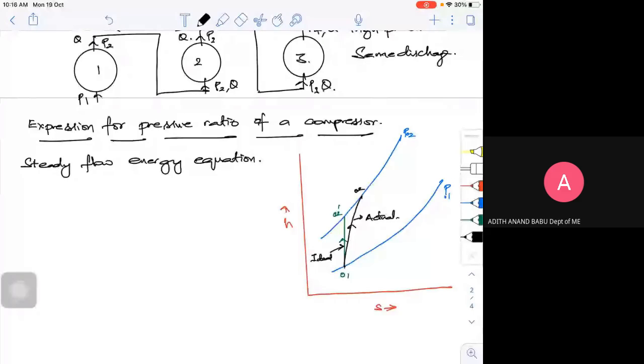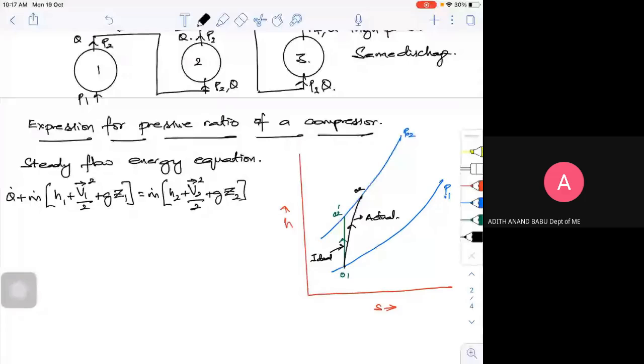So it is Q dot, that is heat transfer, plus m dot, I will write in terms of enthalpy, that is H1 plus V1 square by 2 plus g into Z1, is equal to m dot into H2 plus V2 square by 2 plus g into Z2, plus I have the work done. Now, what is this H actually? H is equal to U plus Cv, which we already know.